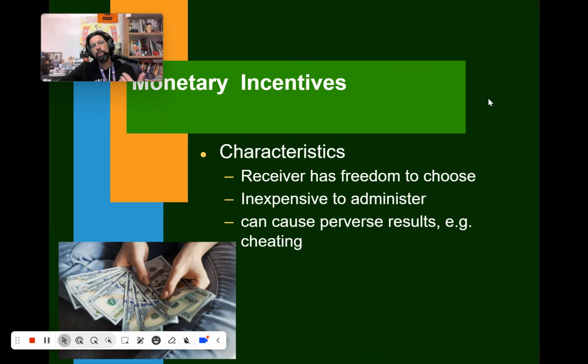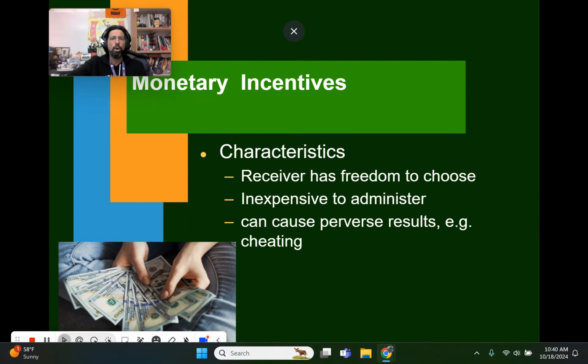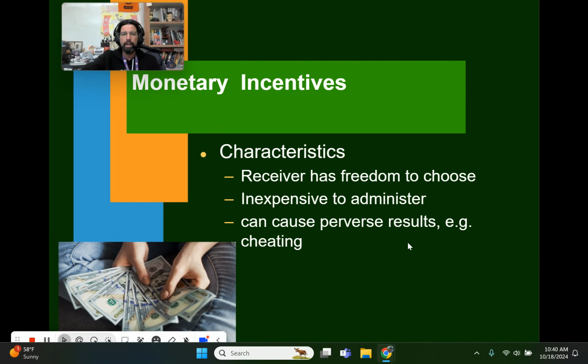All right. The primary number one incentive that you're all familiar with is the concept of money. And monetary incentives are usually really popular, because when you give somebody money, then they are able to choose what they want to do with it. Okay. So it's super inexpensive to administer. And it gives the receiver of that money a lot of choices to whatever they want to do.